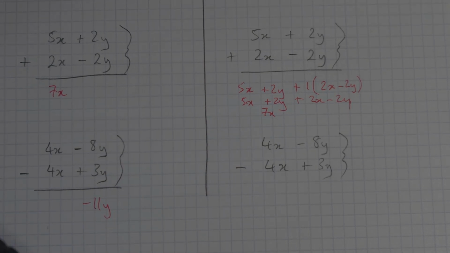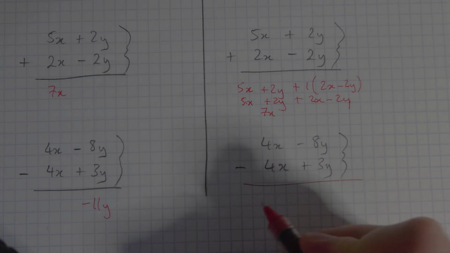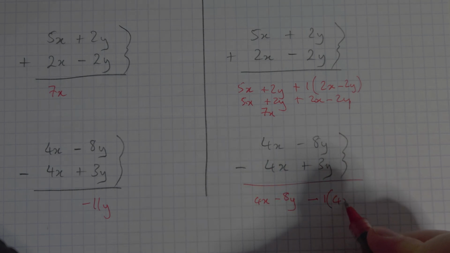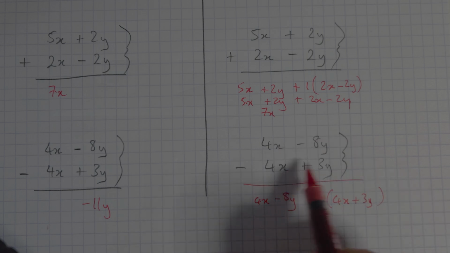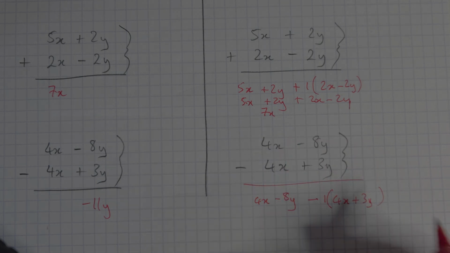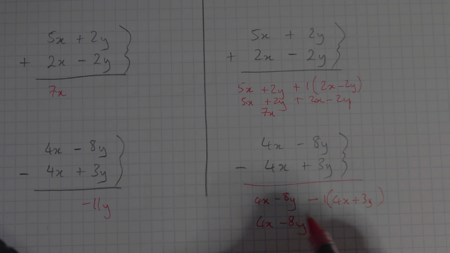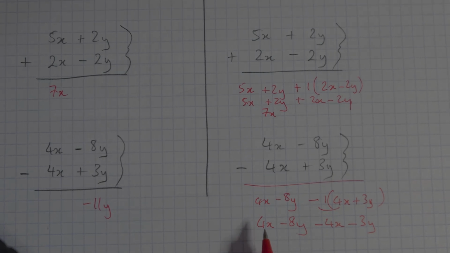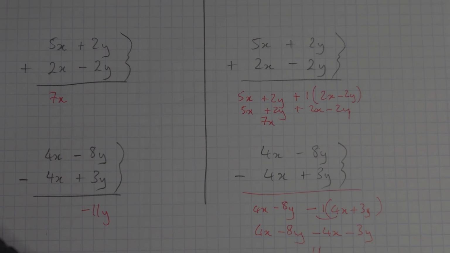If I want to write that out the other way that we talked about, I could write this as 4x take 8y, and I'm taking away all of this, 4x plus 3y, all of it, everything on the bottom's being taken away from everything on the top. Let's expand the brackets, so leave this bit alone. That's minus 1 times 4 is minus 4, and minus 1 times 3 is minus 3. This is now like you had at the end of question 2 once again. So 4x take away 4x is nothing, and if you start with minus 8y, you take away 3 more y. That's minus 11y.